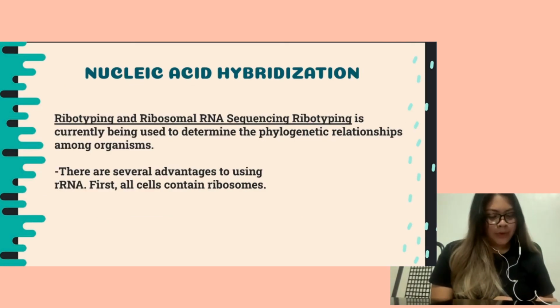Next, ribotyping and ribosomal RNA sequencing. Ribotyping is currently being used to determine the phylogenetic relationships among organisms. There are several advantages to using RNA. First, all cells contain ribosomes.